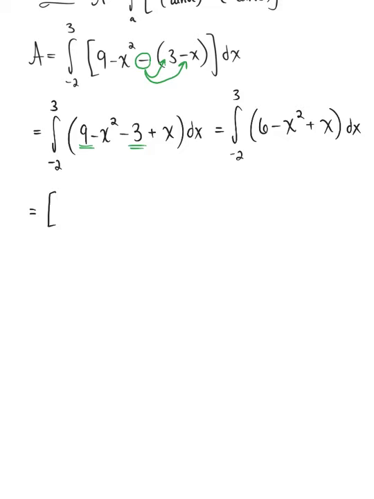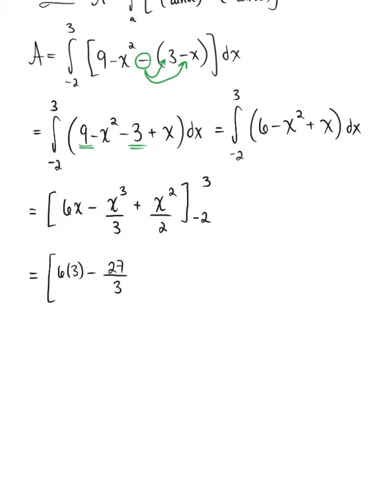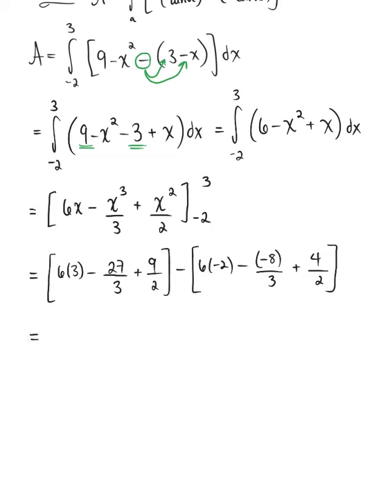So here we go. Integrating gives us 6x minus x cubed divided by 3 plus x squared divided by 2. And we can now evaluate from -2 to 3. So plugging in 3, we have 6 multiplied by 3 minus 3 cubed, so that's 27 all over 3, plus 3 squared gives us 9 divided by 2, minus, we have 6 multiplied by -2 minus -2 cubed will give us a -8 over 3, plus -2 squared leaves us with +4 over 2. And we can simplify. So let's see, we can rewrite this as 18 minus 9 plus 9 halves minus, so 6 times -2 leaves us with -12. We're then going to have plus 8/3 plus 2.